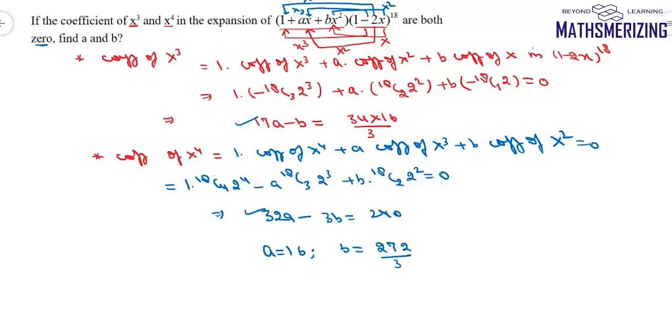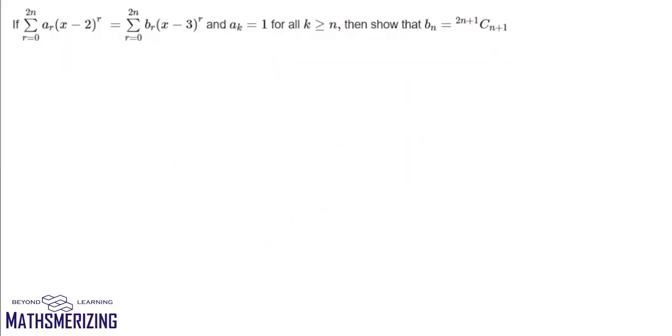272 divided by 3. Now here the question is, if the summation r varies from 0 to 2n ar, which is x minus 2 to the power r, is equal to the summation r varies from 0 to 2n br x minus 3 to the power r, where ak is equal to 1 for all k greater than or equal to n, then we need to show that bn is equal to 2n plus 1 cn plus 1.